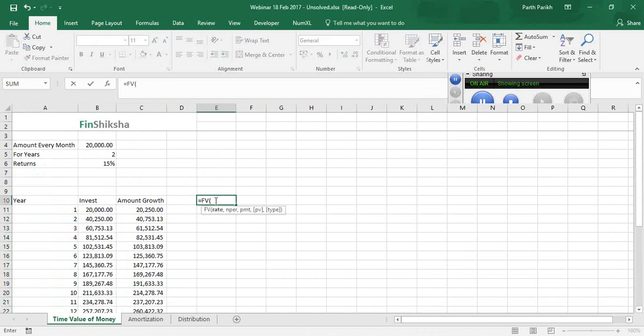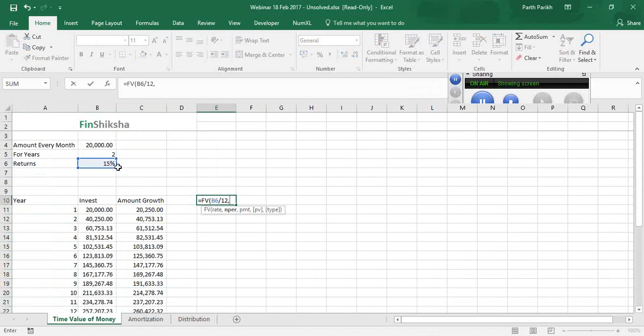So when you write FV, any formula in Excel starts with equal to, write FV, it gives you the future value. You just click on it or press tab. It will open a bracket. The first input to this formula is my rate, which is 15% divided by 12, because I am investing every month. So I want to convert my returns to a monthly return. So that's why I've divided it by 12.